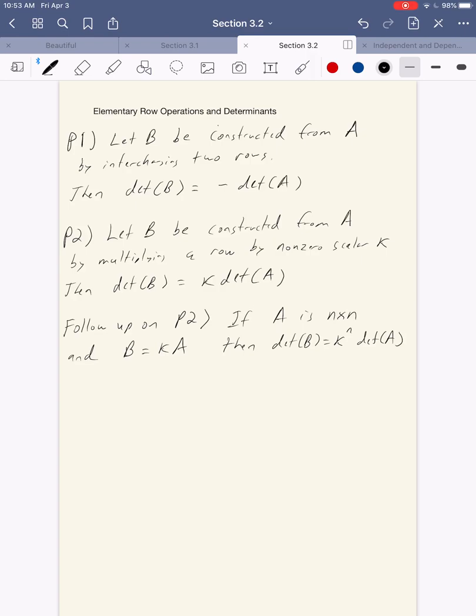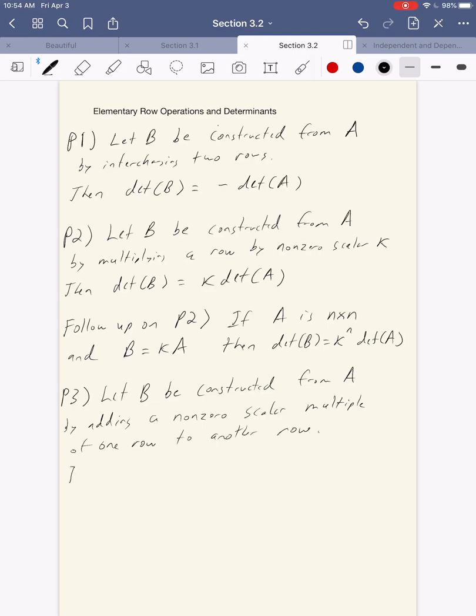All right, we had one more elementary row operation here, so we'll call this P3 of the determinant. Let B be constructed from A by adding a non-zero scalar multiple of one row to another row. Okay. Then the determinant of B is actually equal to the determinant of A. So if you use that third elementary row operation, where you add a non-zero scalar multiple of one row to a different row, then that actually does not impact the determinant.